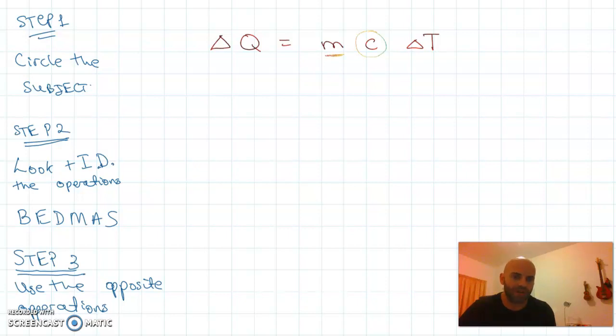Okay. I've got an M here and I've got a delta T over here. And you ask yourself, well, what are they doing to the C? Okay. Well, it's fairly straightforward. Hopefully it's obvious to everyone that both of these are actually multiplying the C. Okay. That's what I mean by look and identify the operations.